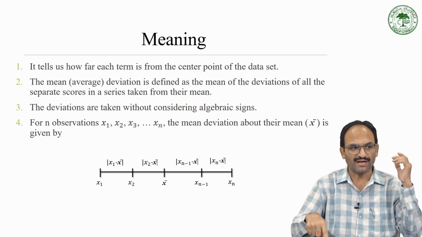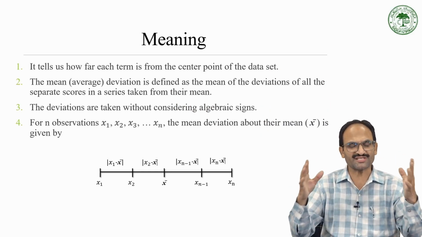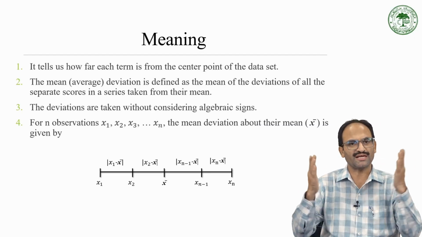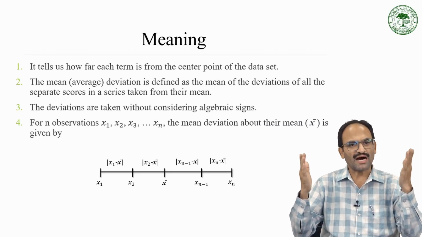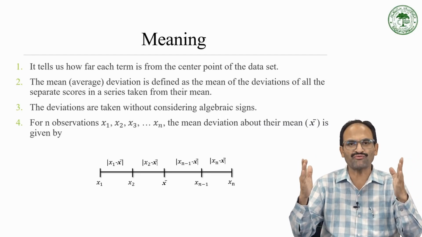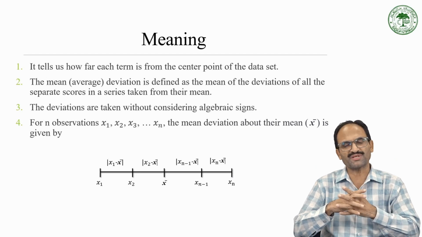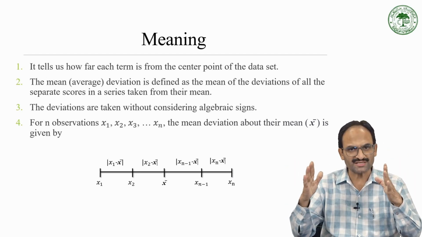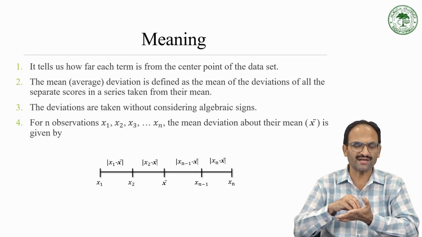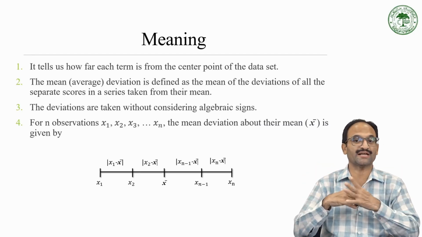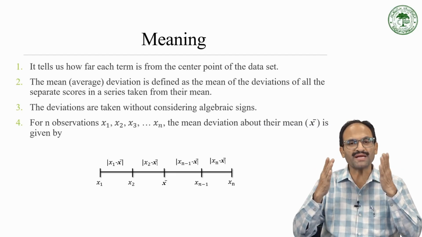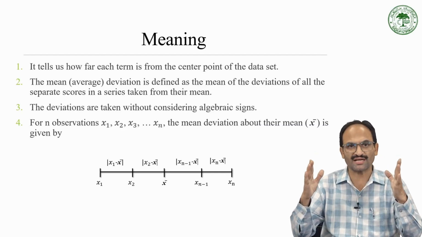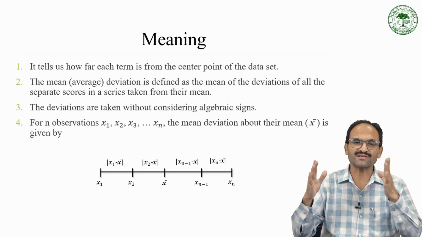First of all, let me define what average deviation or mean deviation is. The first point on the slide says average deviation or mean deviation tells us how far each term is from the center point of the data set. The data set that has been given to us will have some center point, in terms of mean or average. So mean deviation tells how far each term in the data is away from the center point.